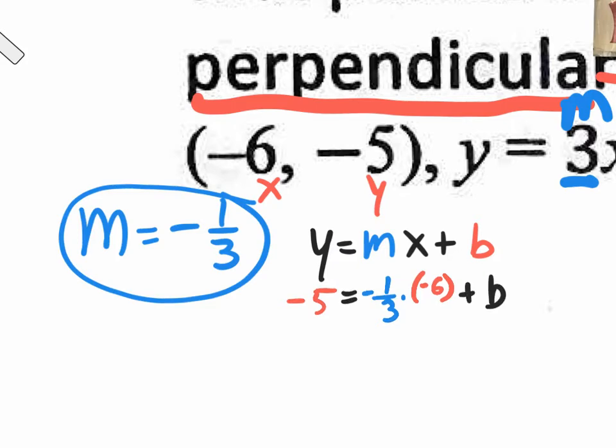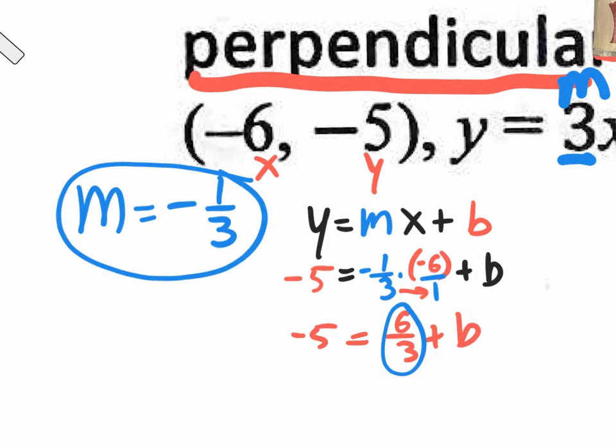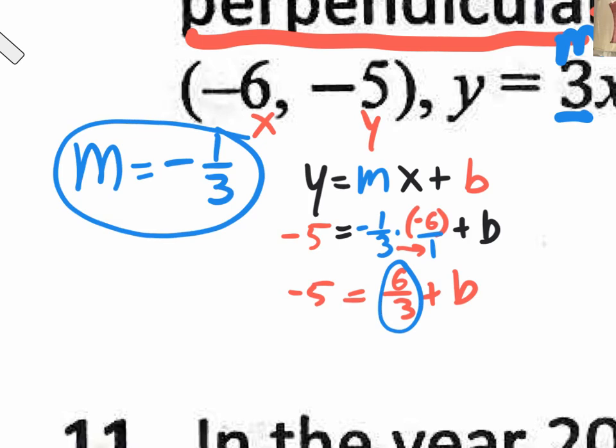So when we multiply this fraction times this number, you could put it over 1 to multiply the top with the top and the bottom with the bottom if you don't want to cross cancel yet. So right here, when you multiply negative 1 times negative 6, that becomes positive 6. And then 3 times 1, that's just 3. And we still have the equal sign, the minus 5, we have the plus b. Now what is 6 divided by 3? 2.